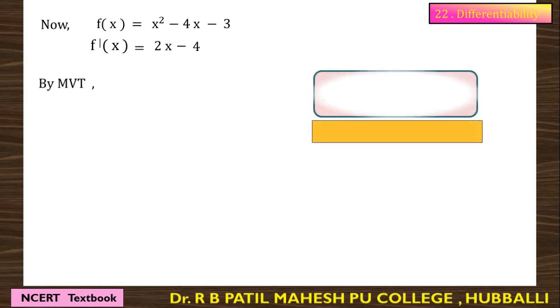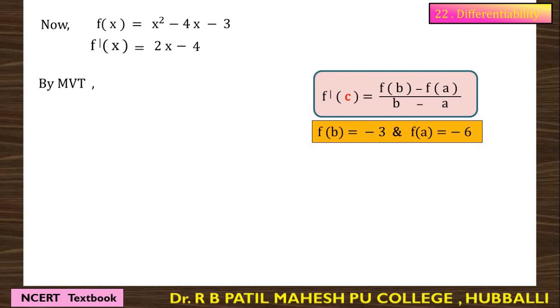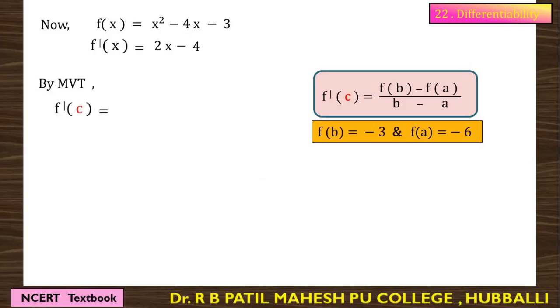By the mean value theorem, this is the formula: f dash of c is equal to f of b minus f of a divided by b minus a. The f of b value is this, the f of a value is this. F dash of c is equal to f of b, that is minus 3, minus f of a, that is minus 6, divided by b minus a, that is 4 minus 1.